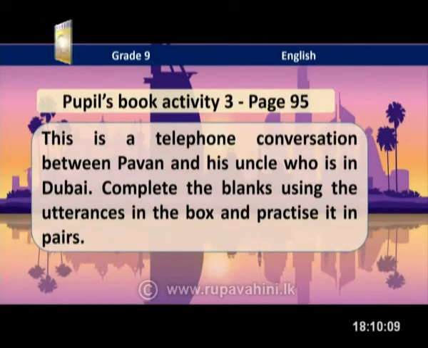So this is activity 3 on page 95. This is a telephone conversation between Pawan and his uncle who is in Dubai. Complete the blanks using the utterances in the box and practice it in pairs. So after completing the utterances, you have to practice. Remember, if you practice, you can master the skill.